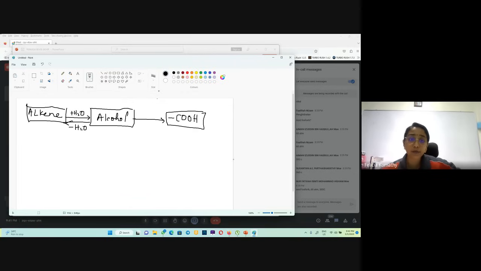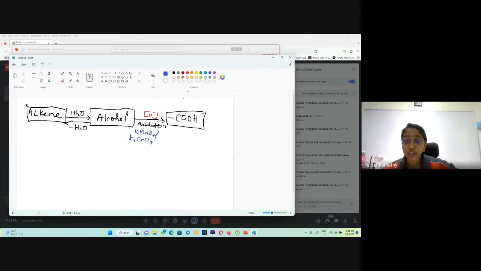Alcohol to carboxylic acid, what do we do? Can you see the O? You must know that for oxidation, when you write your equation also, we use the O like this. So this is called what reaction? Oxidation. For oxidation, you use acidified KMnO4, potassium manganate(VII), or you can use K2Cr2O7, that is potassium dichromate(VI).